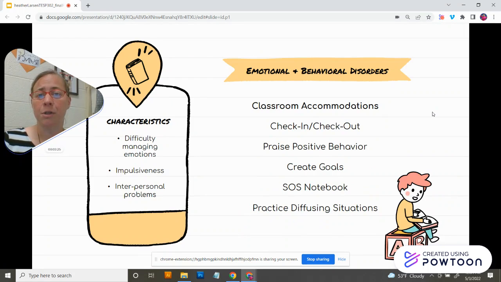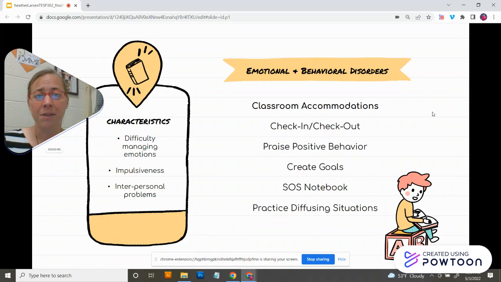Emotional and behavioral disorder students are ones who might have difficulty managing emotions. You might see impulsiveness or problems with interpersonal or social behavior. So, with these individuals, checking in and out with them on a regular basis will be a vital key.